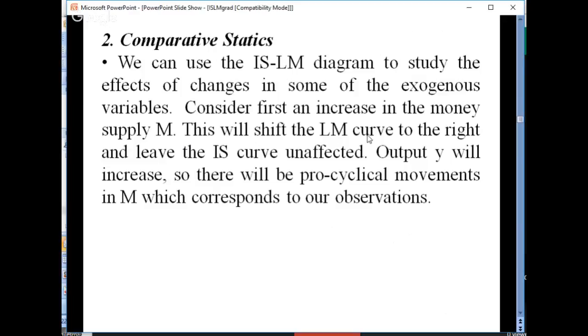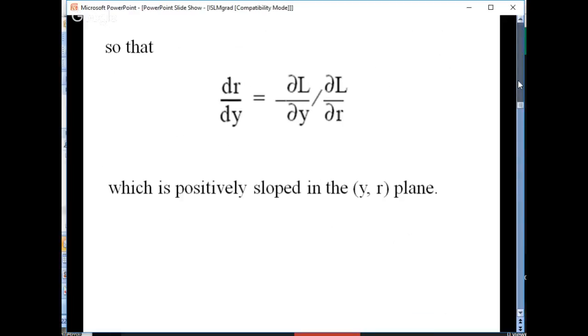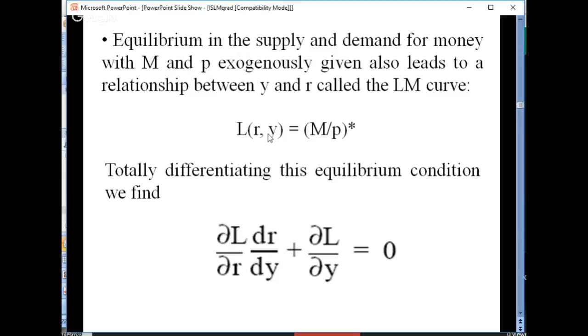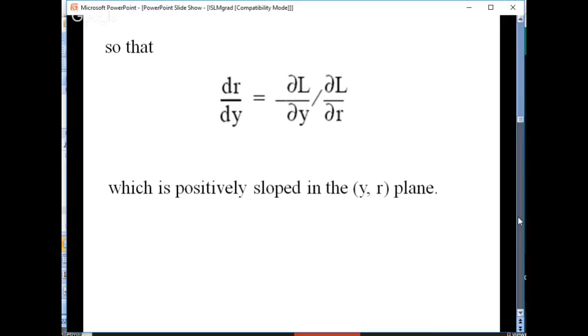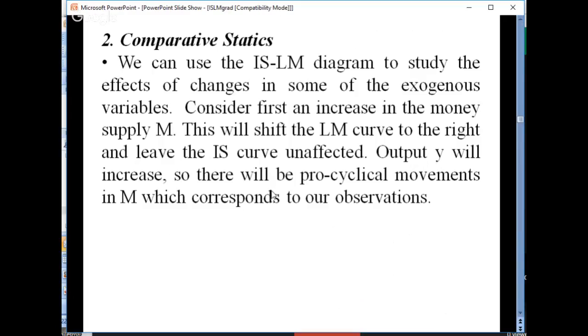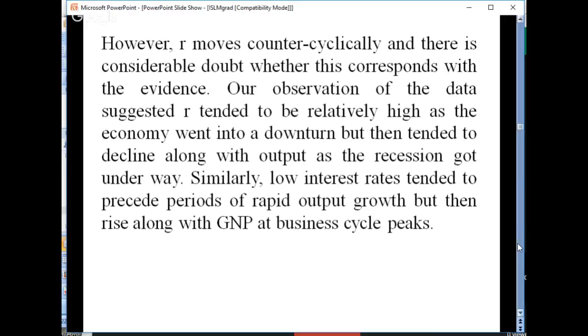So an increase in the money supply is going to shift the LM curve to the right. It shifts to the right because, out here, when money supply increases, the interest rate has to fall to keep the economy in equilibrium. Output will increase, and therefore we'll have pro-cyclical movements in the money supply. The problem with that is R moves counter-cyclically, and as we saw when we did the evidence on the business cycle, it's not clear that interest rates move counter-cyclically.